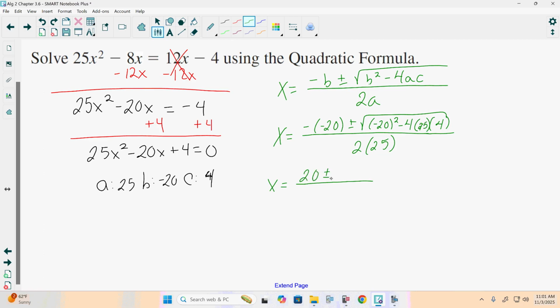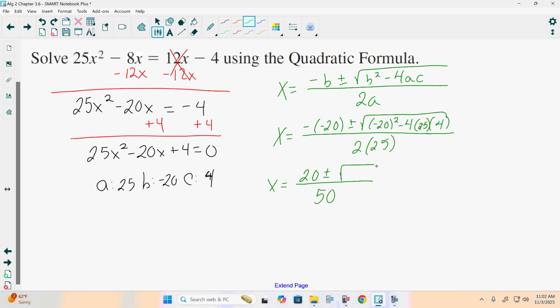Now our -20, the negative and negative make a positive, giving us +20. On bottom, we have 2 times 25, which would be 50. Well, we can see there's a good chance something is going to reduce, because 20 and 50 do have a common factor of 10. Inside the radical, we have -20² minus 4 times 25 times 4.